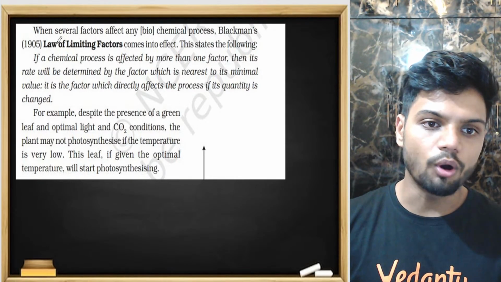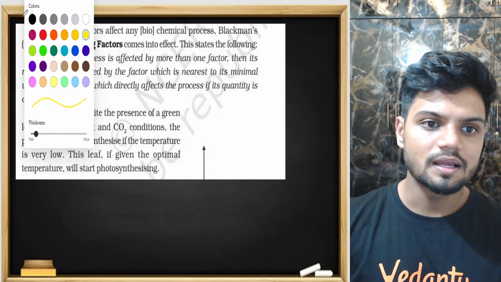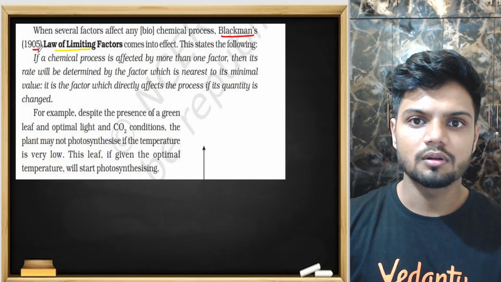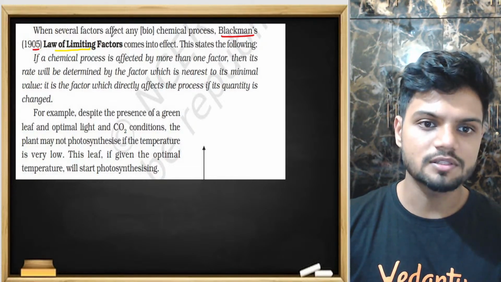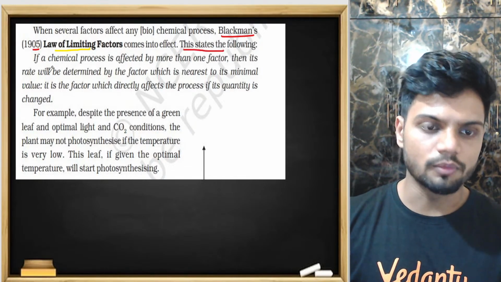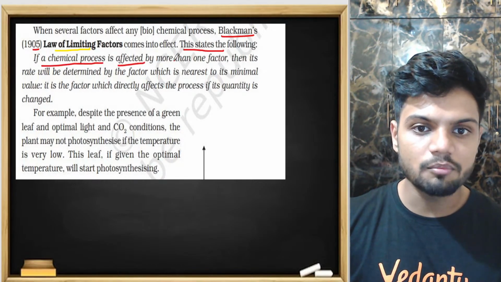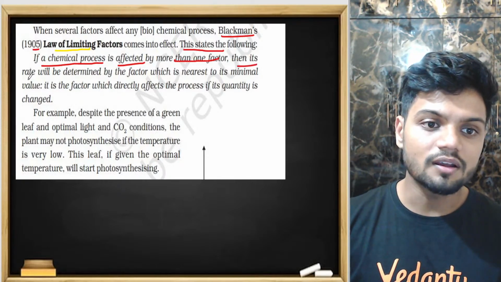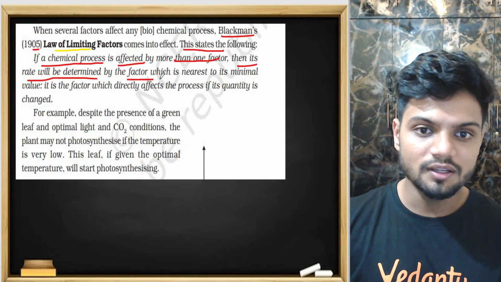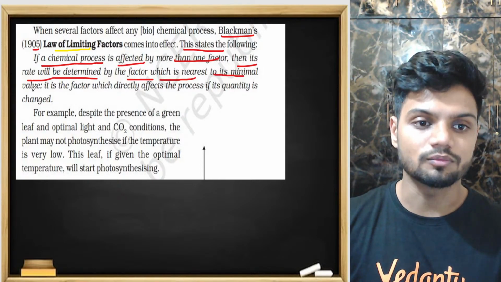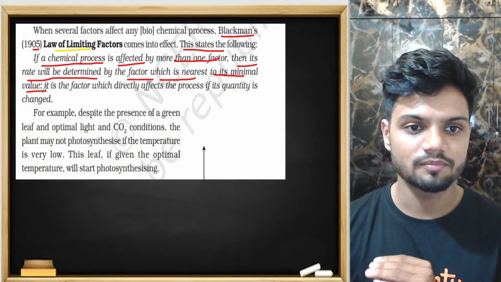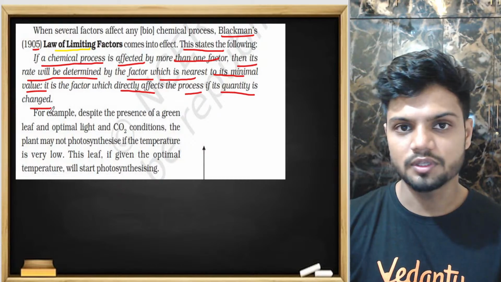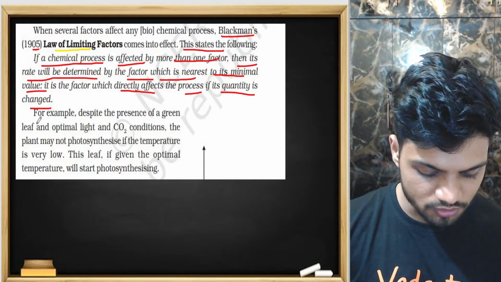It is also called the law of limiting factor, also called Blackman's law. Okay, Blackman's law. Now, this states the following. If a chemical process is affected by more than one factor, sunlight, water, CO2 concentration, temperature, then its rate will be determined by the factor which is nearest to its minimal value. That is, whichever is present in the least quantity, which directly affects the process and whose quantity is changed. I believe this is very interesting for all of you to understand.